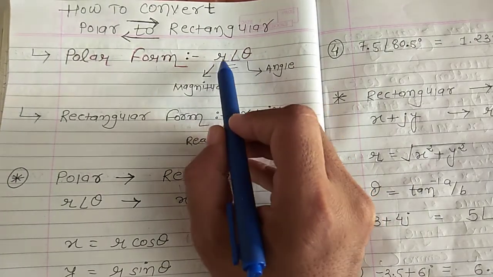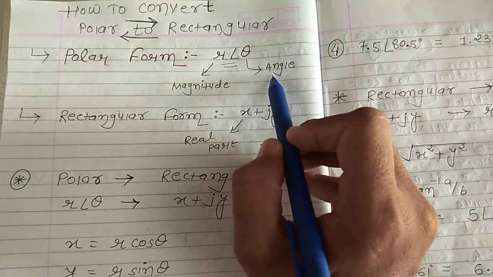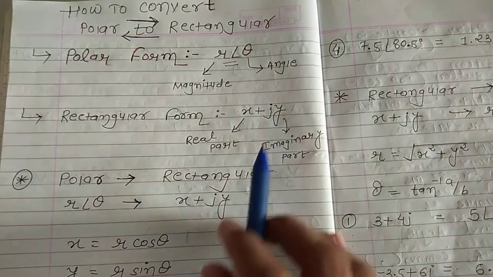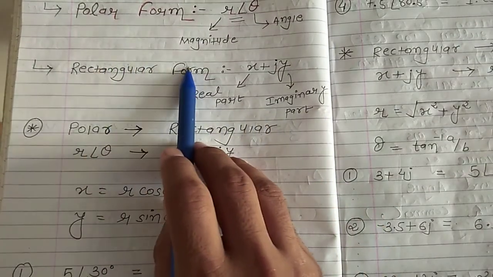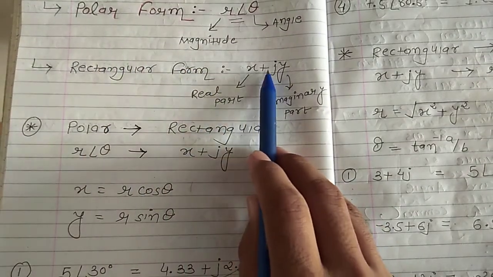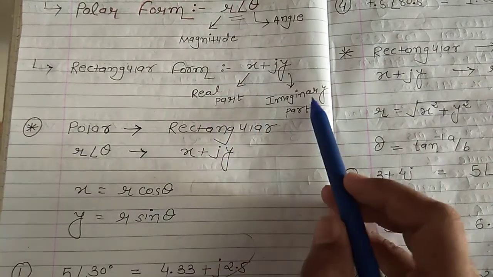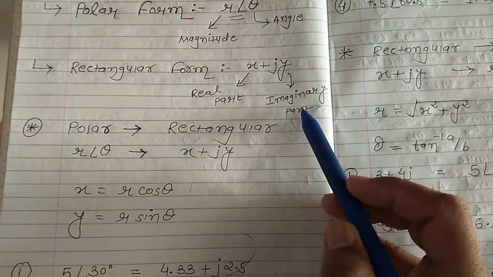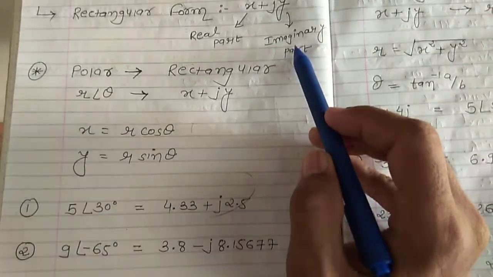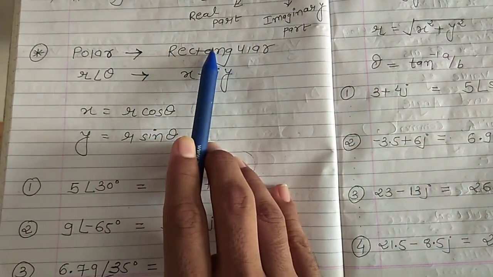an angle theta, where r is the magnitude and theta is the angle. Similarly, rectangular form is given in this way: x plus jy, where x is the real part and y is the imaginary part. So let's consider the first conversion, that is from polar to rectangular.